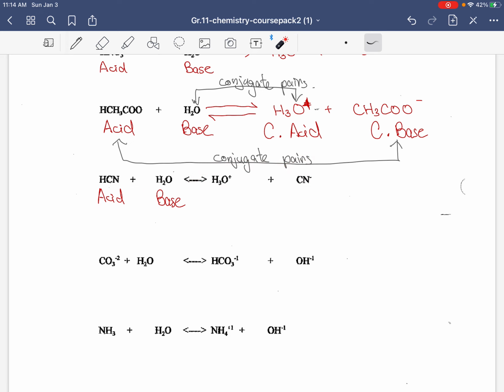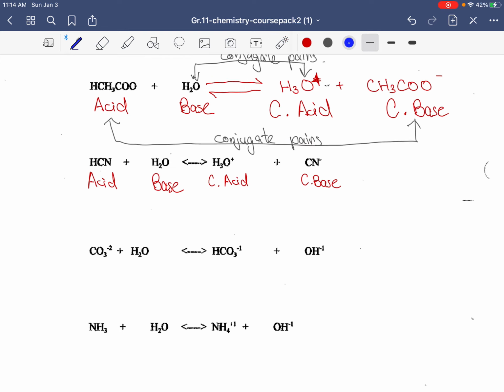So let's take a look at H3O. H3O will lose one of its H's to CN to become HCN. You're going to be an acid. And because you're going backwards, we call you a conjugate acid, which means this is going to be a conjugate base because he's a proton acceptor. All right?